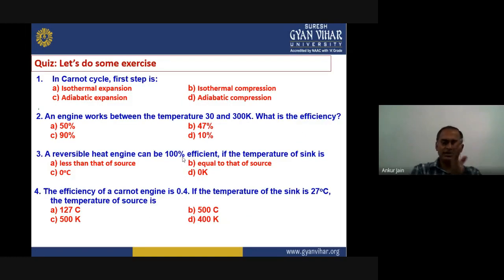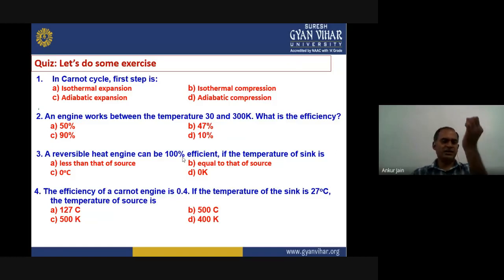Now, to understand what we have learned today, we will do a quiz. Here are some questions which you need to answer. So the first question for today's quiz is, in the Carnot cycle, the first step is: first option, isothermal expansion; second option, isothermal compression; the third one, adiabatic expansion; or fourth option, adiabatic compression.